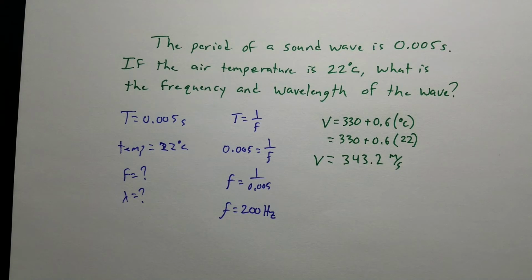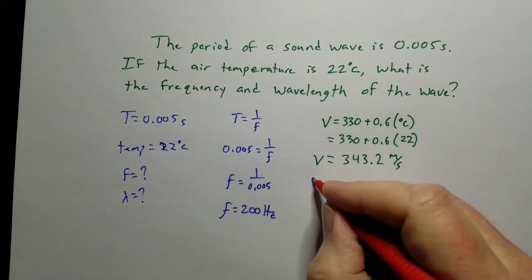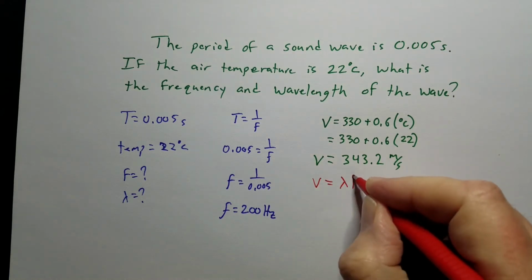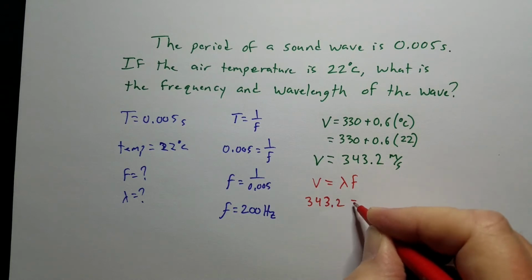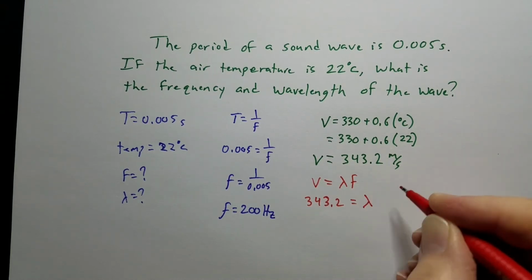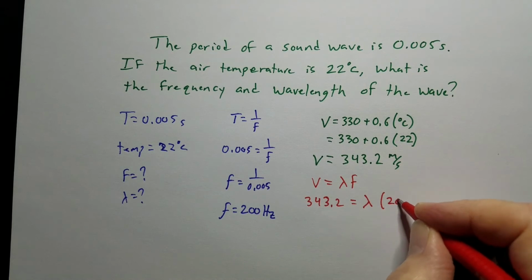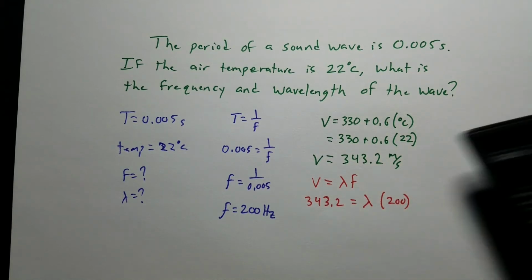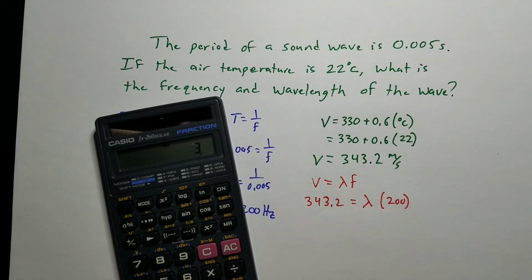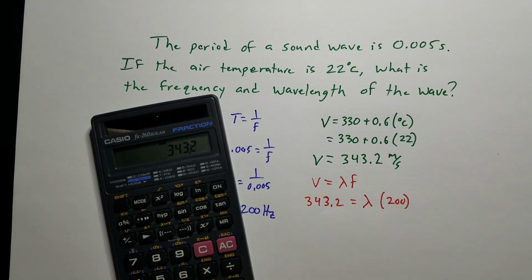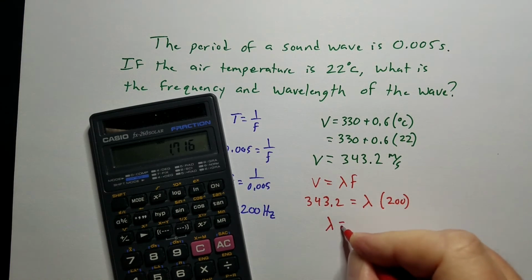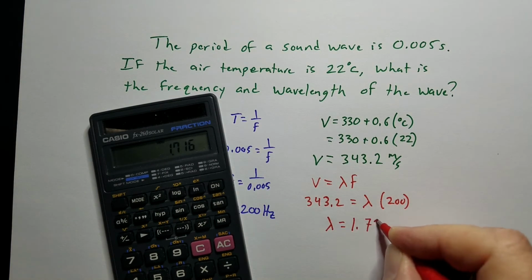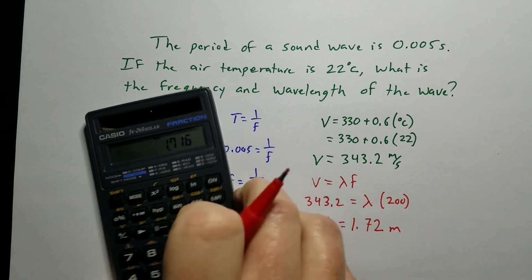But in this case, we're looking for wavelength. We already know the frequency is 200. So velocity equals wavelength times frequency. 343.2 equals wavelength, which we don't know, and frequency is 200. So we take 343.2 and divide by 200, and we get a wavelength of 1.7, let's call it 2 meters.